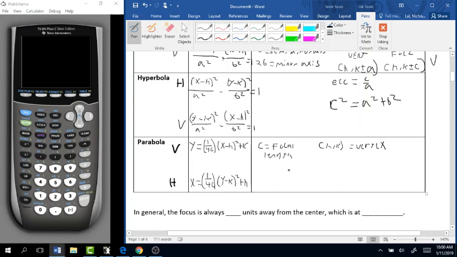And that if your focal length moves from left to right, it's positive, or up and down it's positive, but down to up it's negative, or right to left it's negative. In general, the focus is always C units away from the center, and the center is at (H, K).